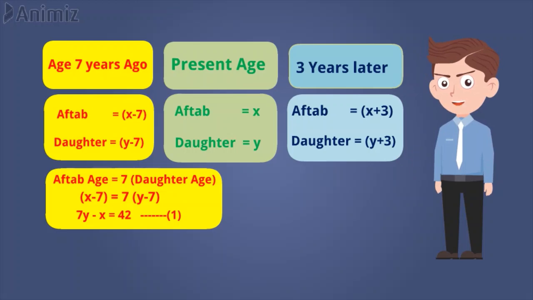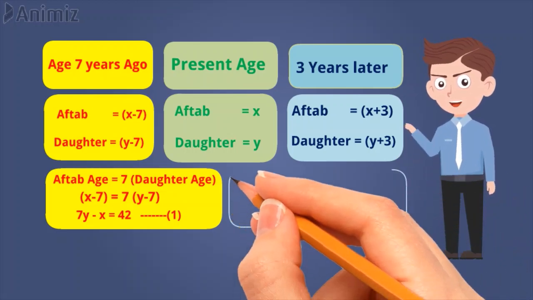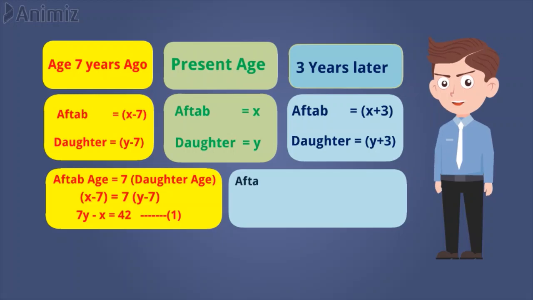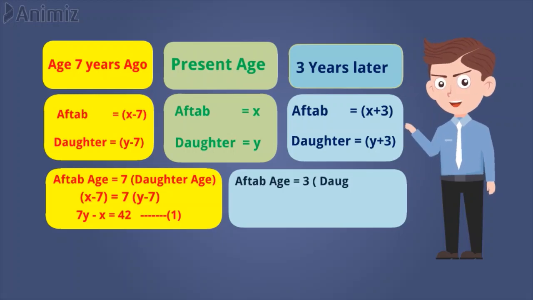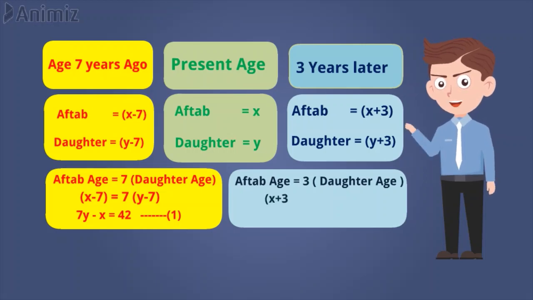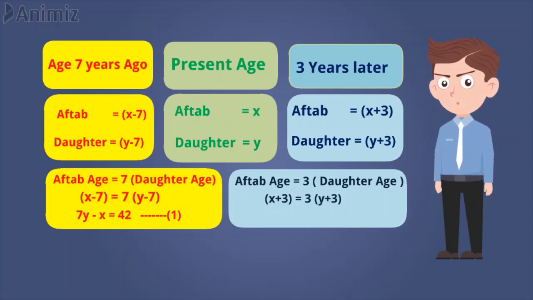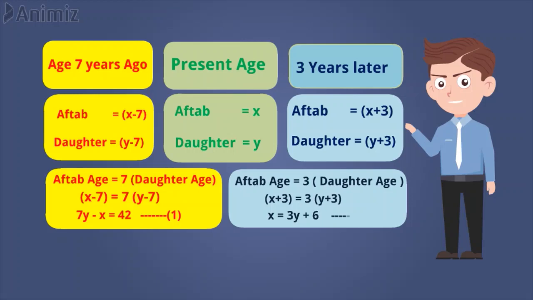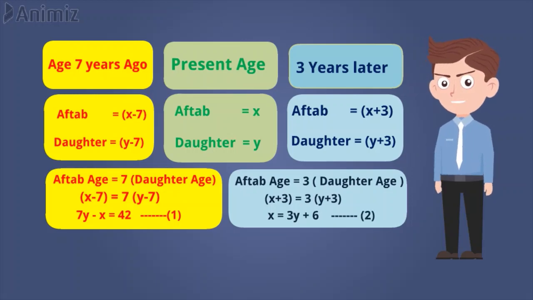Then for the other linear equation, you are given that 3 years from now Aftab says he will be 3 times as old as his daughter. So now we move on to the rightmost column, that is Aftab's age is x plus 3, which will be 3 times y plus 3. Once we tabulate this and simply read the question and write the relation, it becomes very easy to formulate the linear equations. If you simplify the second linear equation, you will get x is equal to 3y plus 6.